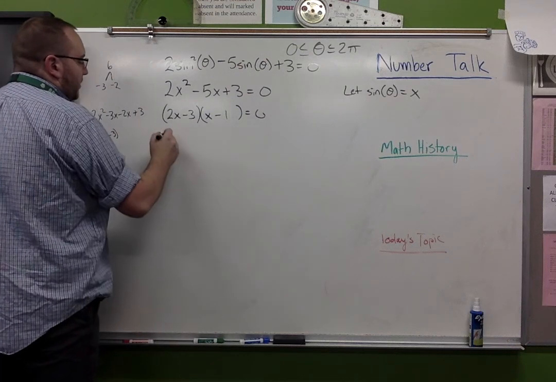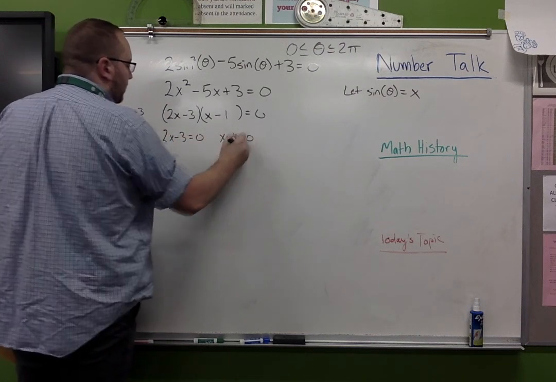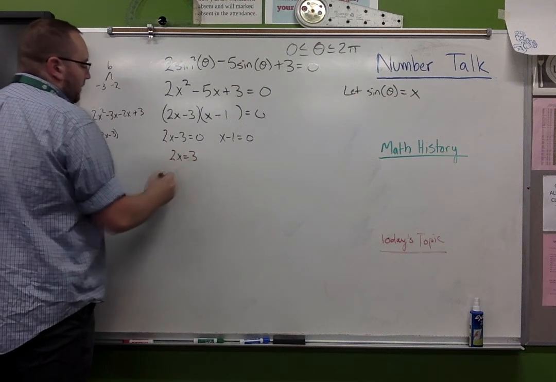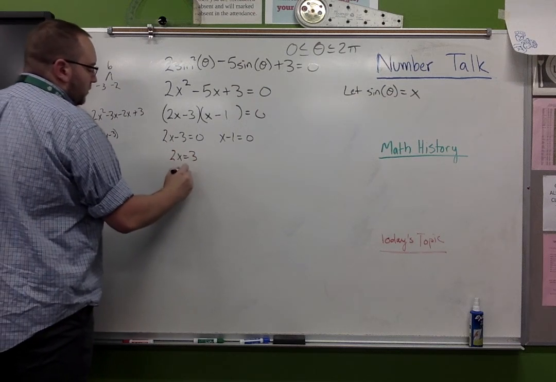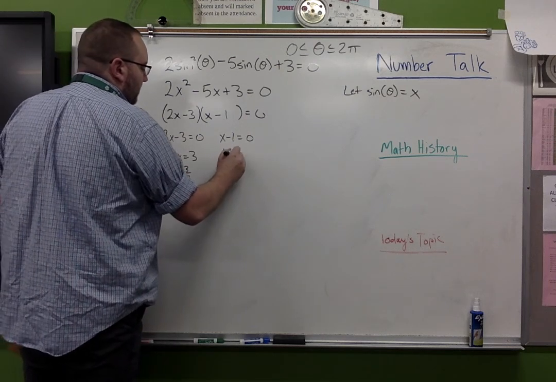Okay, set each factor equal to 0. 2x minus 3 equals 0. X minus 1 equals 0. Add 3 to both sides. 2x equals 3. Divide by 2 both sides. X equals 3 halves. And add 1 to both sides. X equals 1.